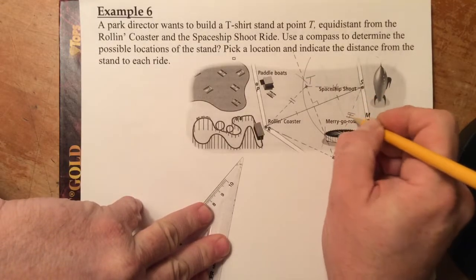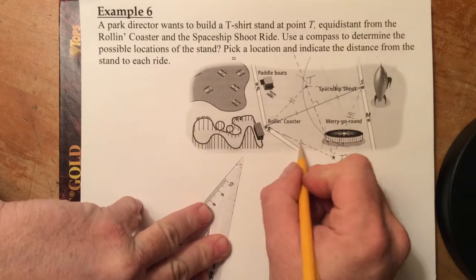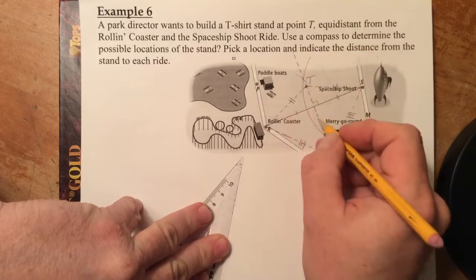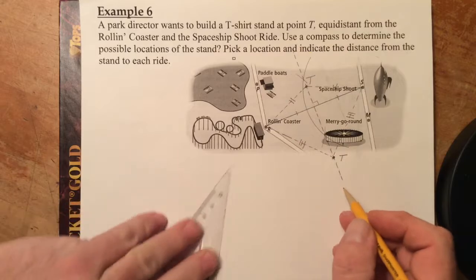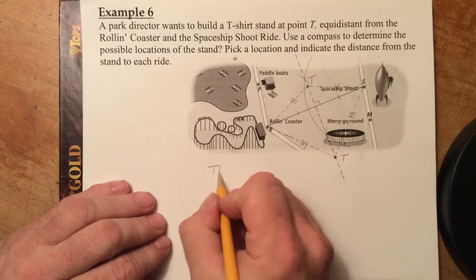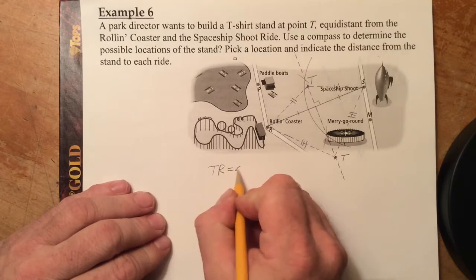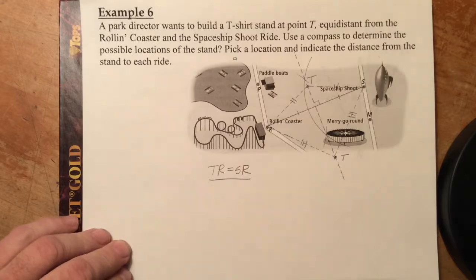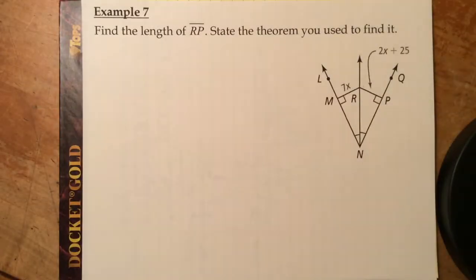TS is congruent to TR. The distances are the same, in other words. And I could create many more points. I could put T anywhere as long as it's along that. So, TR is equal to TS. Any point along the perpendicular bisector.